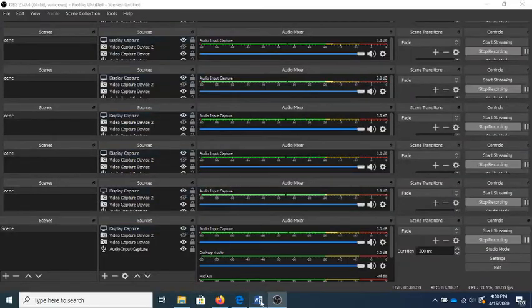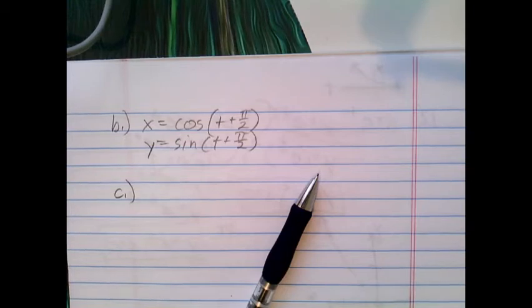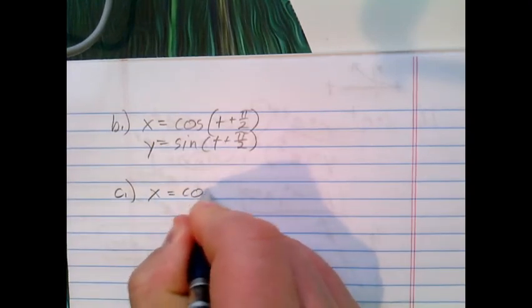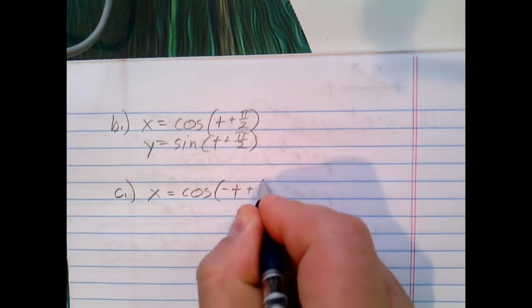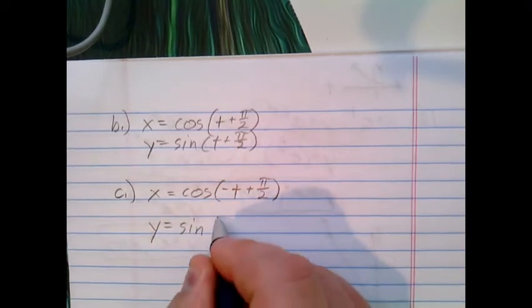Now, what does the outline ask for in part C? Find an alternative parameterization of the unit circle that is oriented clockwise. So both of the ones we've done so far were oriented counterclockwise. How do I make it so that it runs to the right instead of to the left? Well, when we're talking about angles in the coordinate plane, we associate positive angles with going counterclockwise and negative angles with going clockwise. So let's do this. Let's put a negative sign right on the t. And I won't make any other change.